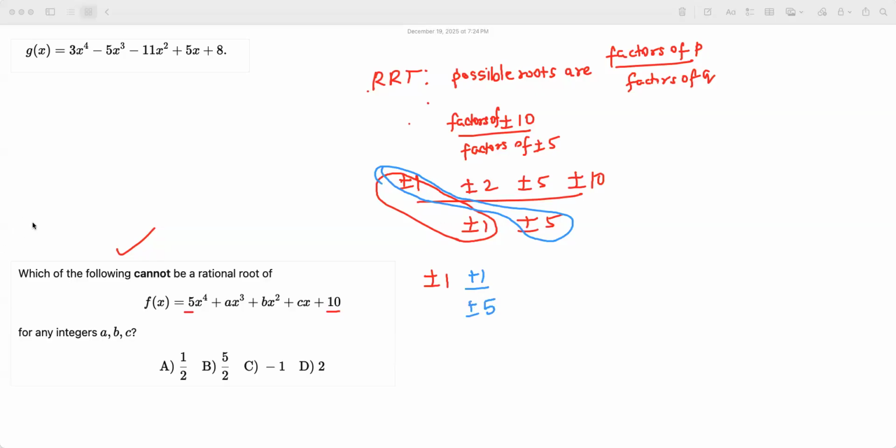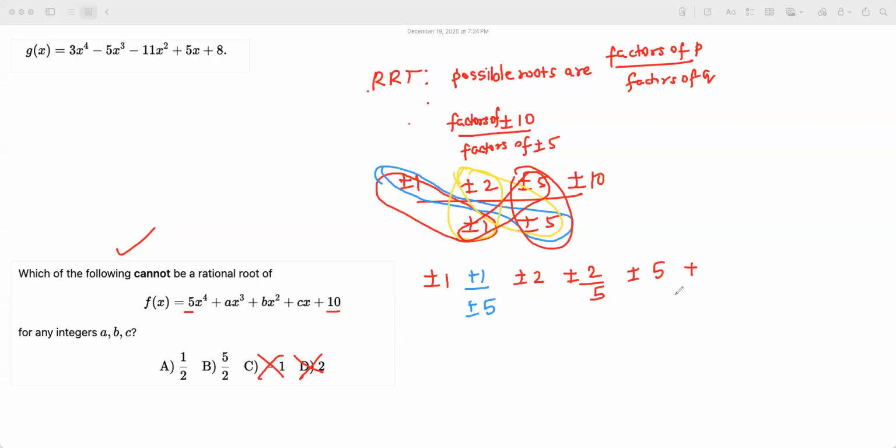Then what other combination? There are so many combinations, right? This and this. So I will write that down as well, plus or minus 2 by 5. Okay, so this is not the answer, this is not the answer. Then plus or minus 5, plus or minus 1 is already done. So these two and this one.